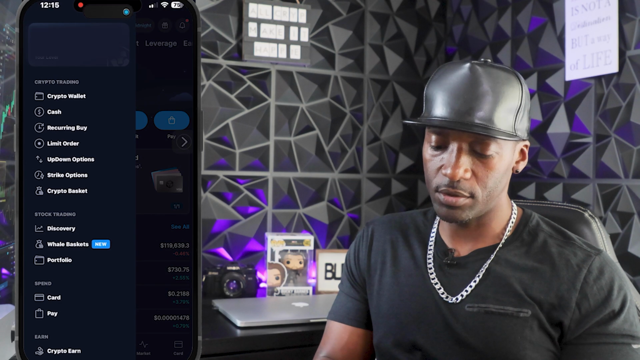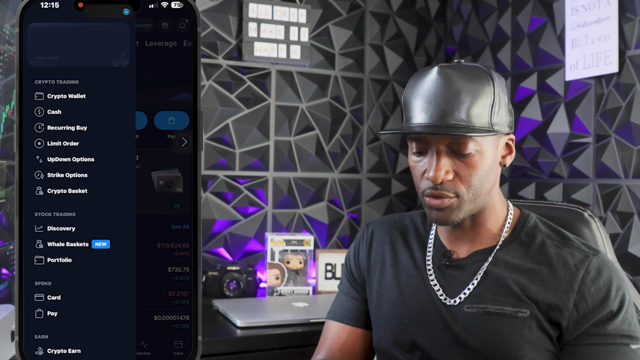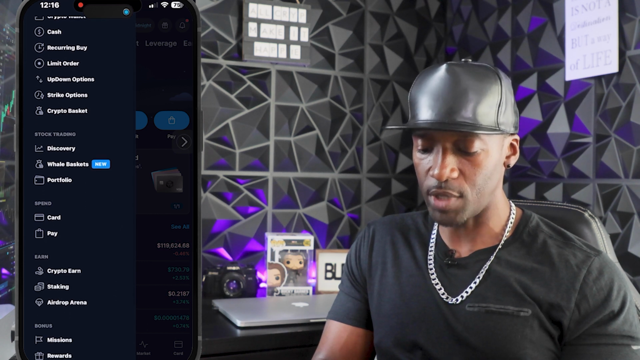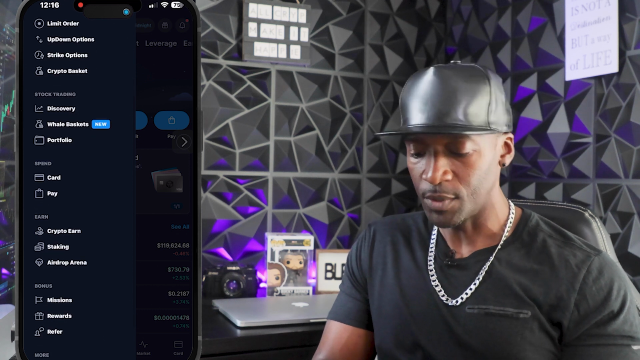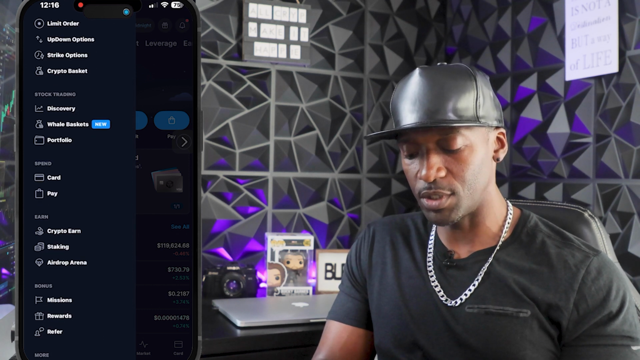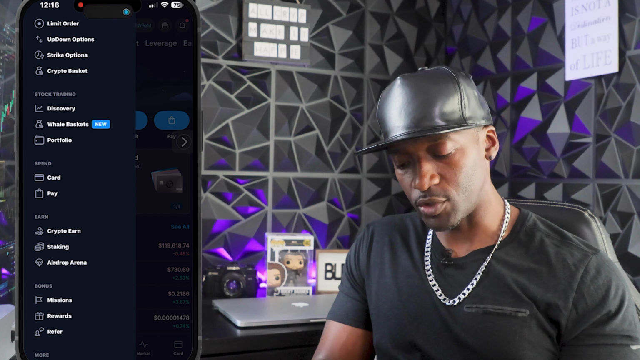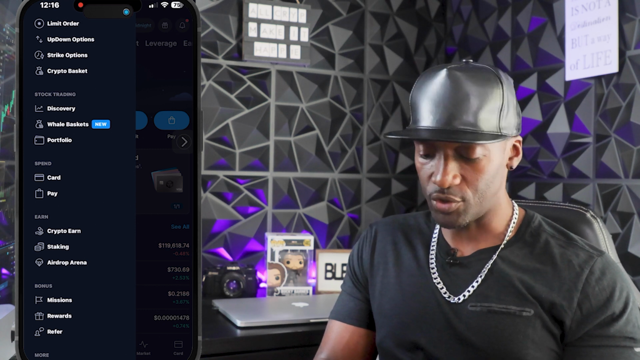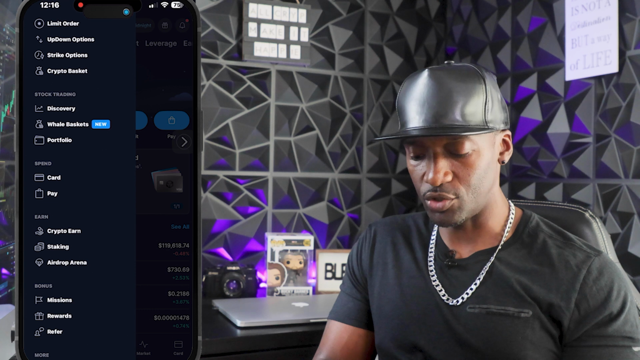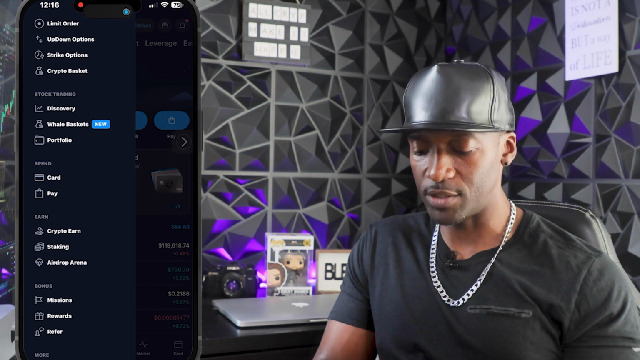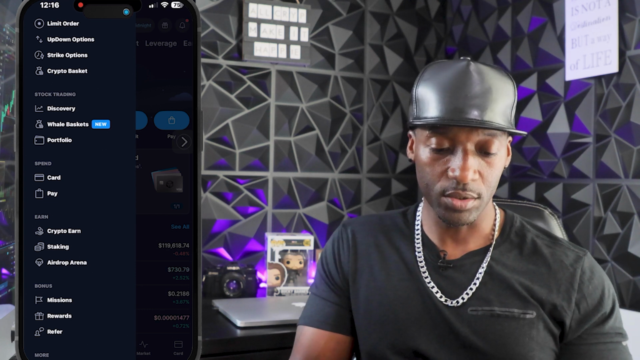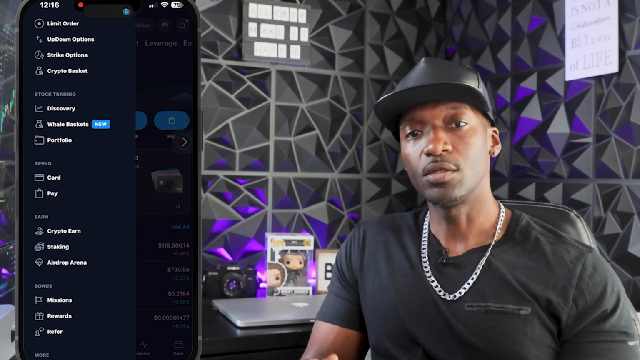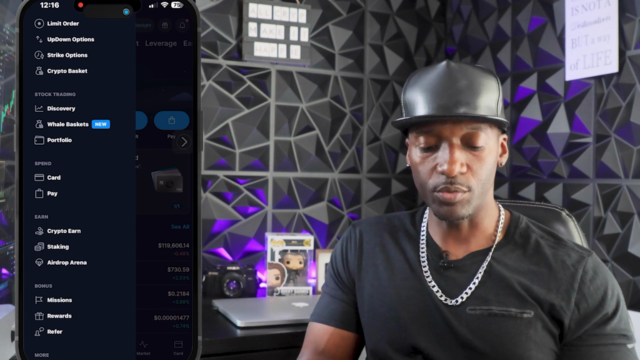So if you click on those three lines at the top, you'll see it has your crypto wallet, cash, recurring buy, limit order, up down options, strike options, crypto basket. Notice it has stock trading where you can look for a certain type of stock. It has whale baskets, which I'll show you, and I'll show you the crypto baskets. It shows you your portfolio once you decide to purchase stocks.